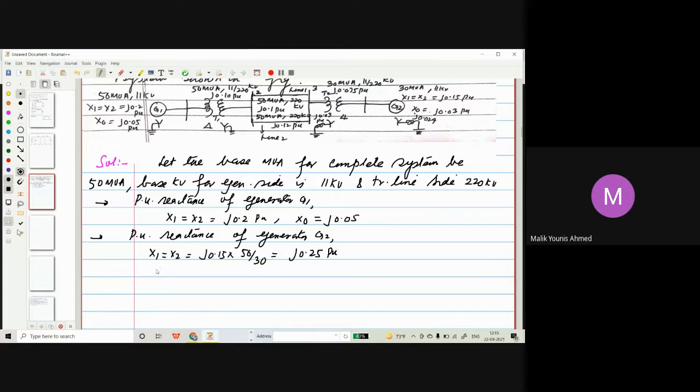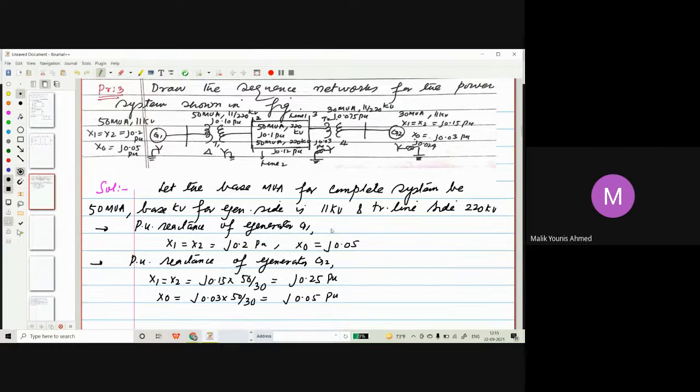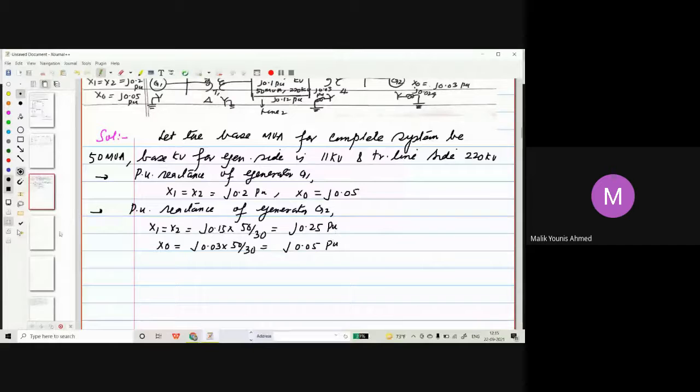Similarly, for the zero sequence in the generator, X0 will be j0.03 multiplied by 50 divided by 30. The 11 kV bases are the same, so we are not writing that. So that value is coming out to be j0.05 per unit. So the generator also we have finished. Now let's move to the transformer. Third is the per unit reactance of transformer T1.